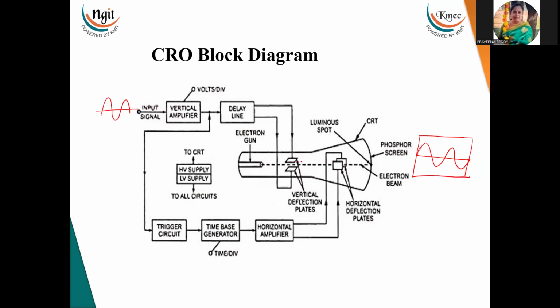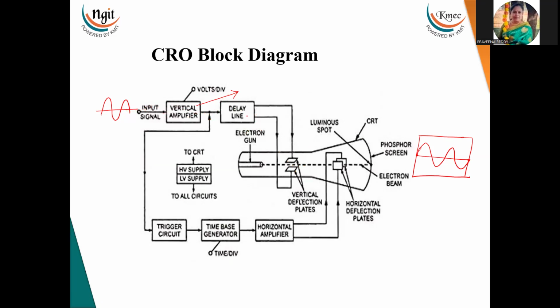Now to get that beam, the signal should be applied to the vertical and horizontal deflection plates at the same time. So the input signal given to the amplifier section is not directly given to the vertical deflecting plates. That is applied to the vertical amplifier, because this signal is a weak signal that can't deflect the deflecting plates. That's why the signal strength is increased, or the signal is amplified, in the vertical amplifier. And after that, that signal is applied to the delay line.